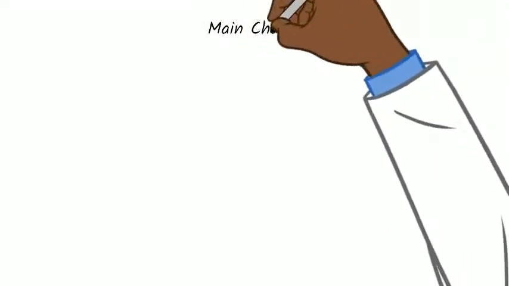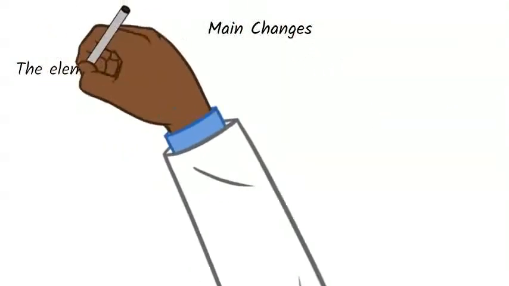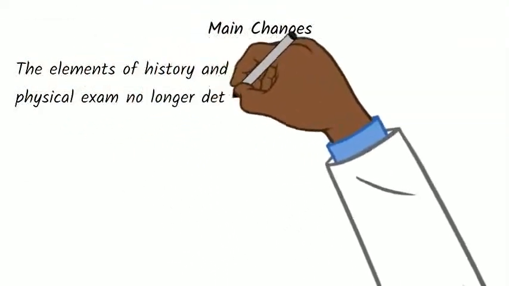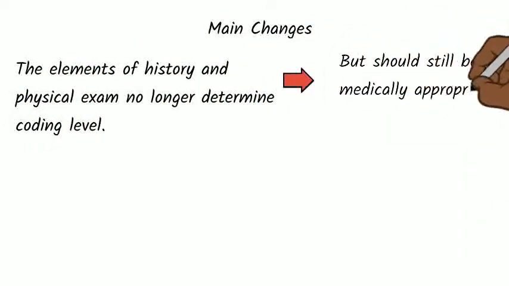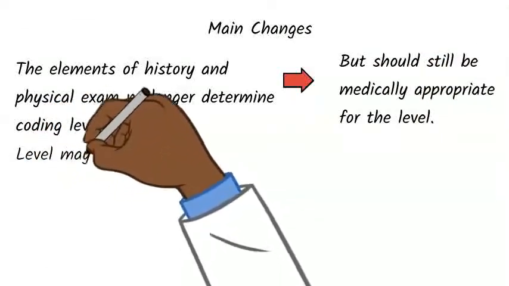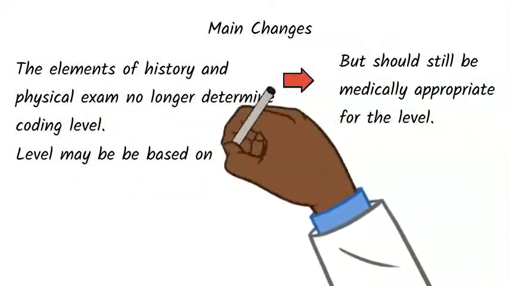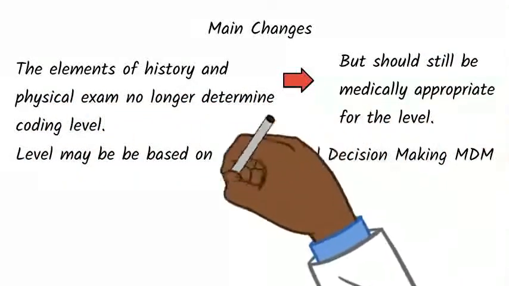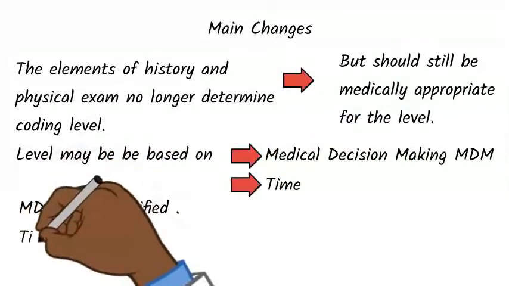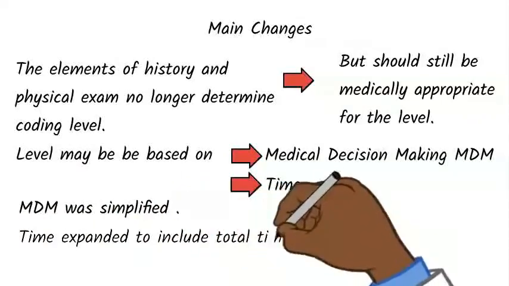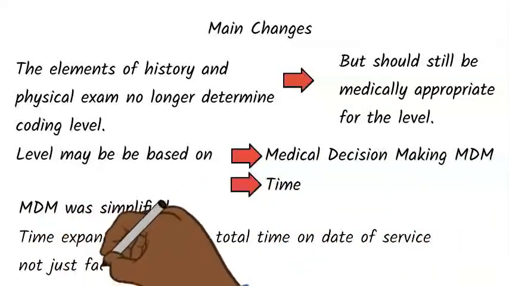Some of the main changes are as follows. The elements of history and physical exam no longer determine the coding level, but should still be medically appropriate for the level. The level may be based on either medical decision-making or time. Medical decision-making was simplified. Time was expanded to include total time on date of service, not just face-to-face time.